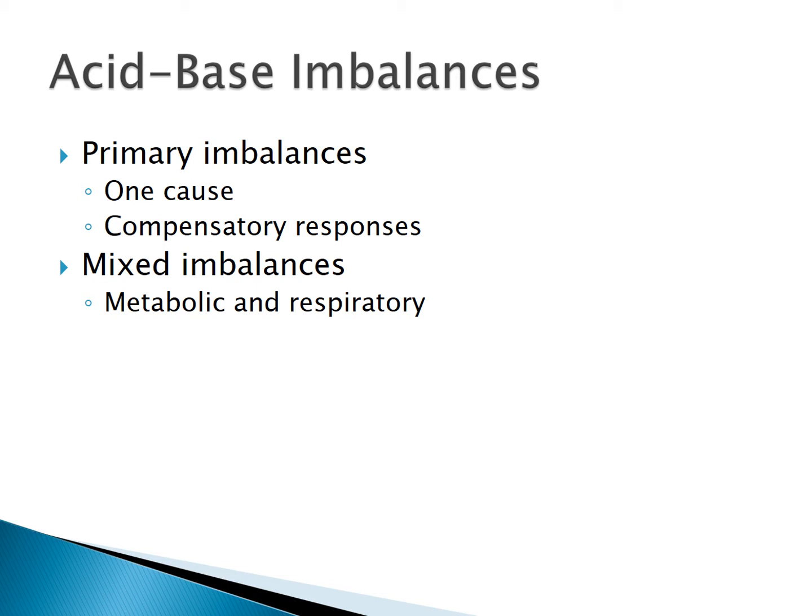We're just going to go through most of the basics today, and then you can build on that from here. There are also mixed imbalances that occur when both metabolic and respiratory imbalances are present. An example of this is a cardiac arrest. When someone goes into cardiac arrest, they will have both respiratory and metabolic acidosis. So again, this is even worse than just having one or the other. You have more things to correct.